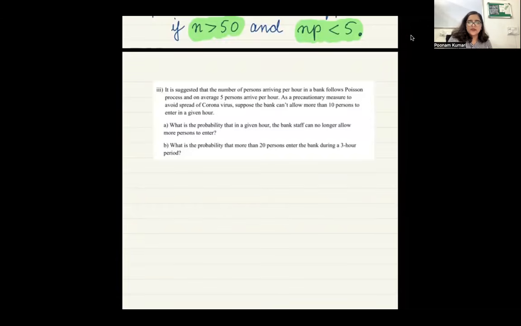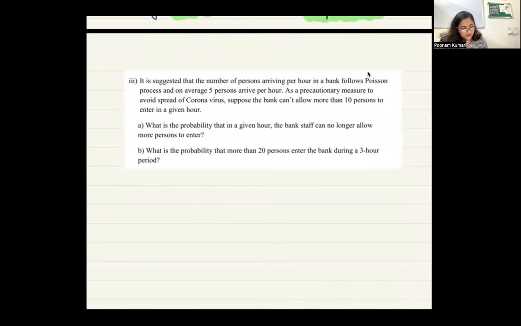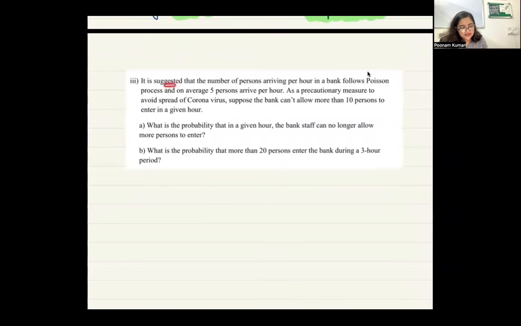All right. So this is one question which is related to the Poisson process. Let's read the question first and see how to apply it. So what is it saying? It is suggested that the number of people arriving per hour in a bank follows a Poisson process. So you see, there is a time bracket of 1 hour, and the number of people coming to the bank in it follows a Poisson process. And what are they saying?